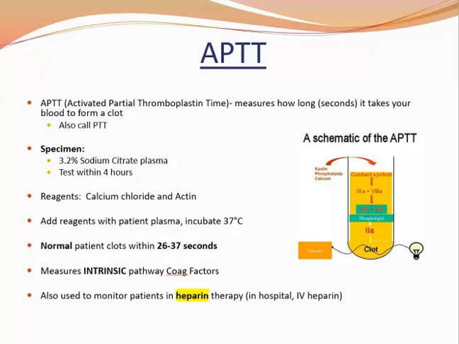In your automated analyzer, reagents are going to be added to the patient plasma, and they're going to be incubated at 37 degrees Celsius, just like in the PT-INR. Normal patients clot in 26 to 37 seconds. So that's your normal range for your APTT. Something to remember with this test is that it measures the intrinsic pathway for your coag factors. It's also used to monitor patients on heparin therapies.